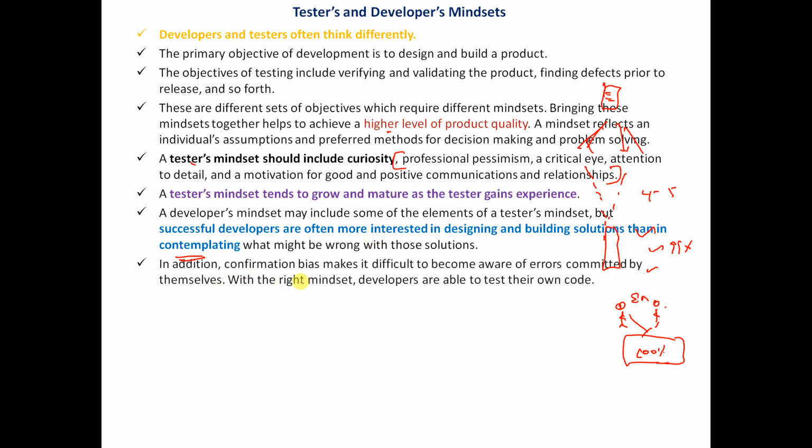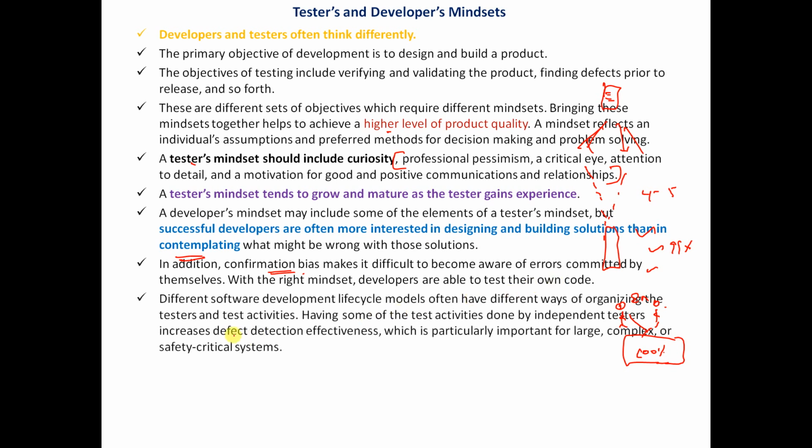In addition, there is confirmation bias. You know that, right? It makes it difficult to become aware of errors committed by themselves, even with the right mindset. Developers are able to test their own code, but because of confirmation bias, they can't find the defects. For that, testers are required in the organization.